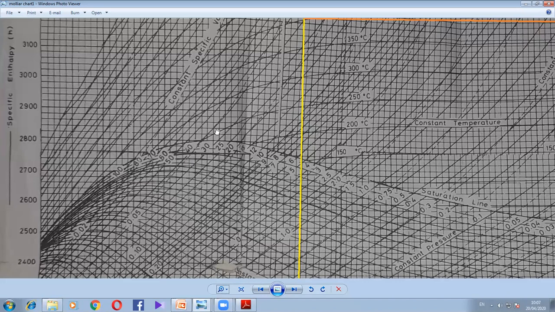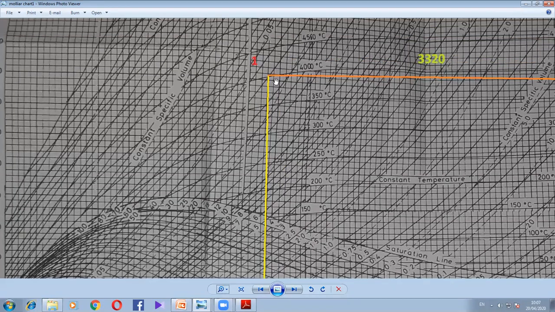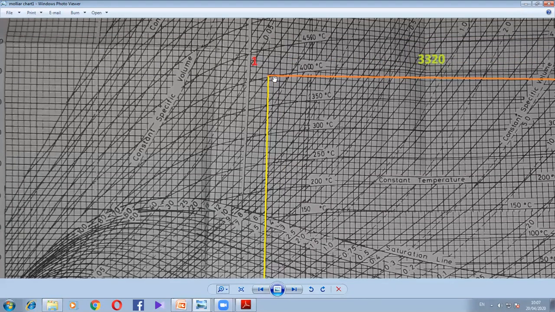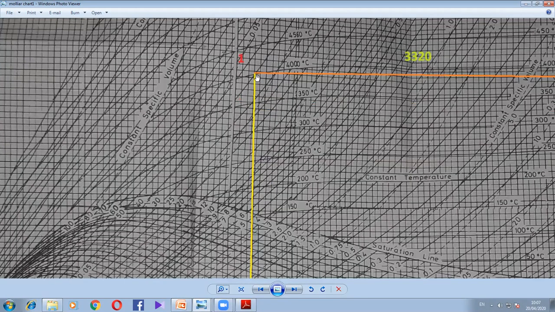I will go along the 40 bar pressure line in the same manner till I get the 400 degrees Celsius temperature line. See here it is shown as 4000. It is actually a printing mistake. It is 400 degrees. Okay. So I will go along the same pressure line, the 40 bar line, till I meet the 400 degrees Celsius temperature line. So this is state 1. Okay, and the process 1 to 2 is isentropic.